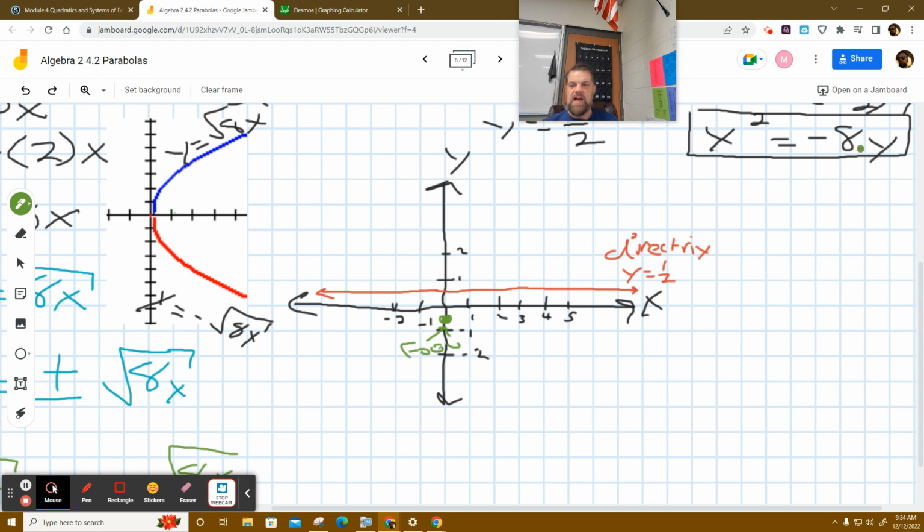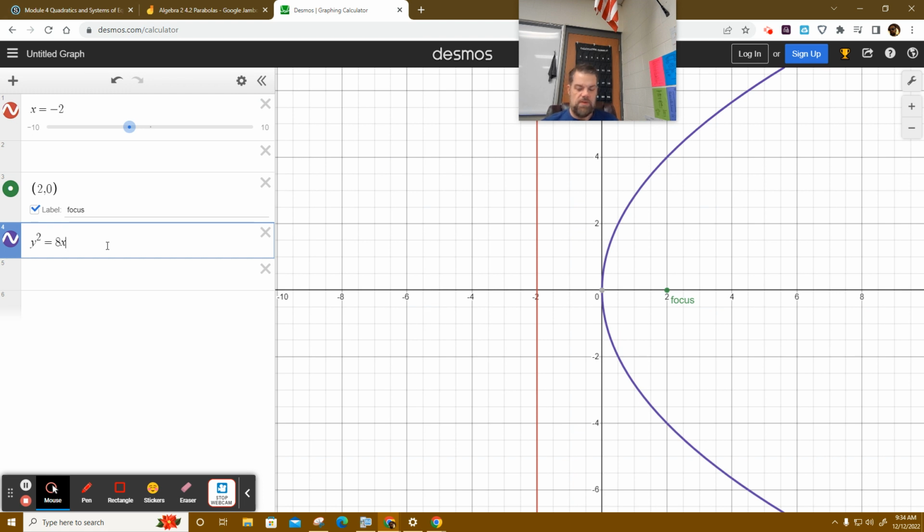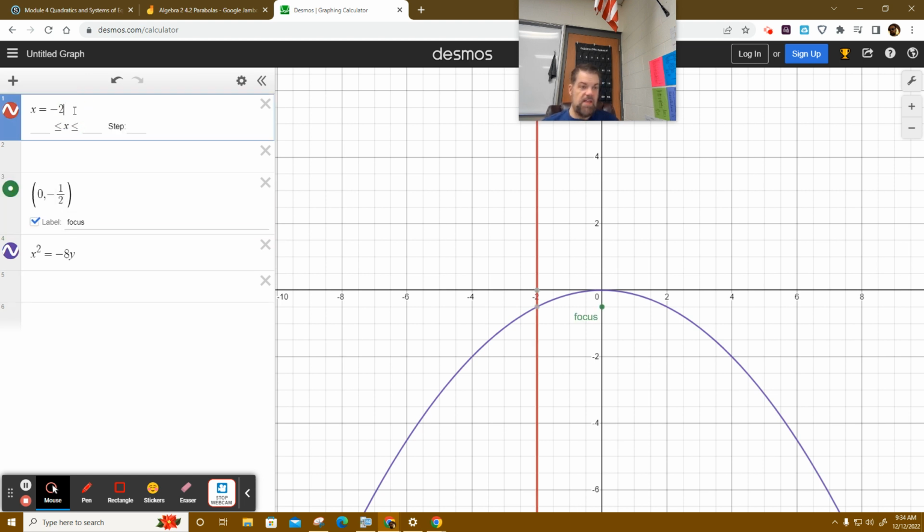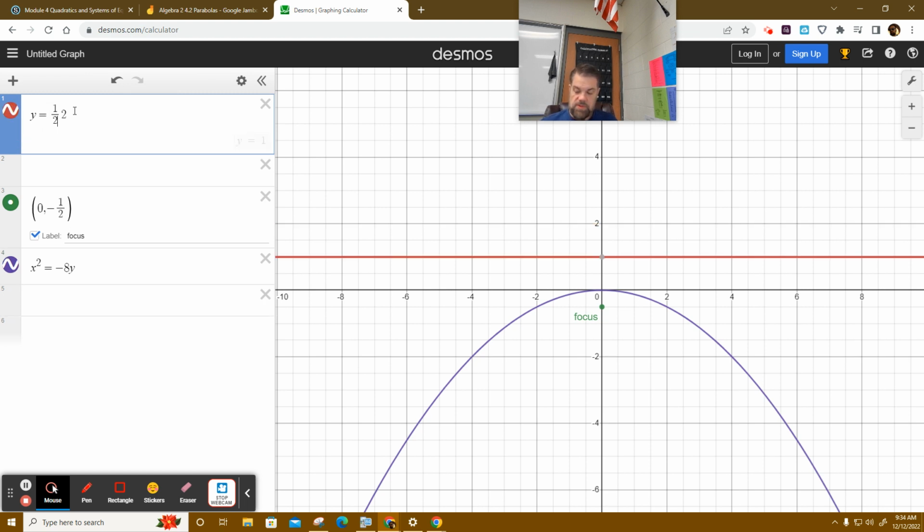But anyways, I can graph this in the graphing calculator, but how do we graph things in the graphing calculator? Well, let's do it in Desmos first. The first thing I'm going to do is come in here, and this is negative 8y, right? And this is going to be x squared. And then these are flip-flopped. This is going to be 0, negative 1 divided by 2. And then this is going to be y equals 1/2. Oops, 2.